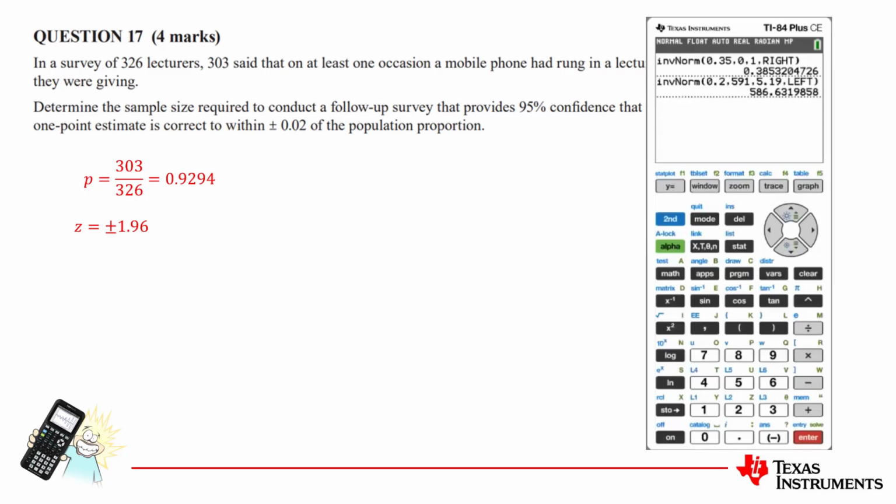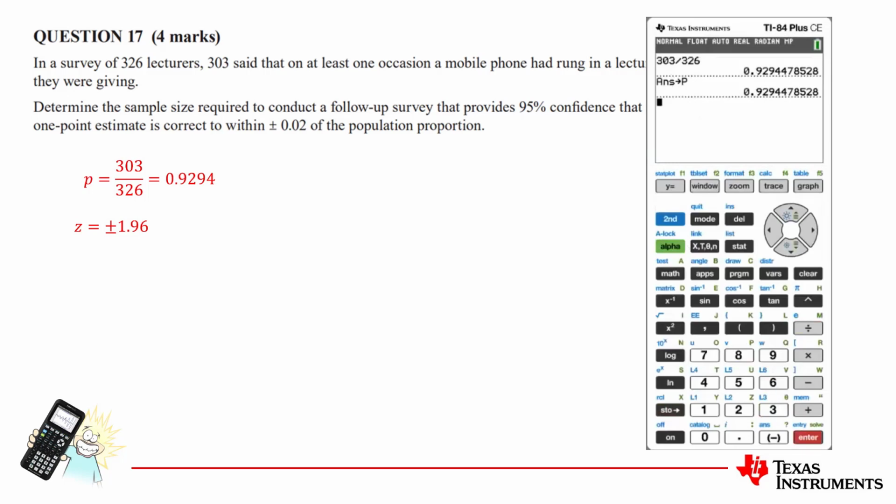Now what I'm going to do first up is this division, 303 divided by 326. So there's my population proportion. Now you can see I've got quite a lot more decimal places there than what I wrote down initially. I'm going to store that under P for population proportion, and then when I use my calculator later on, I should be able to get a slightly more accurate value than just the rounded one that I would have used initially.